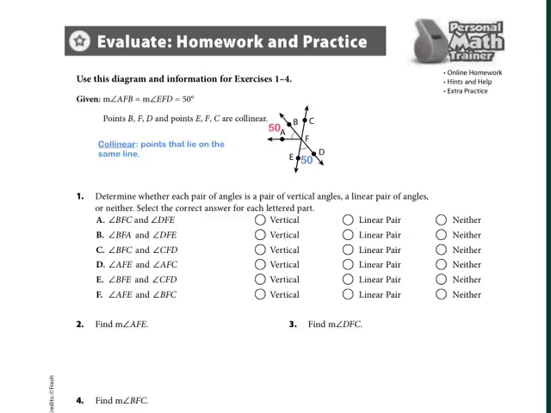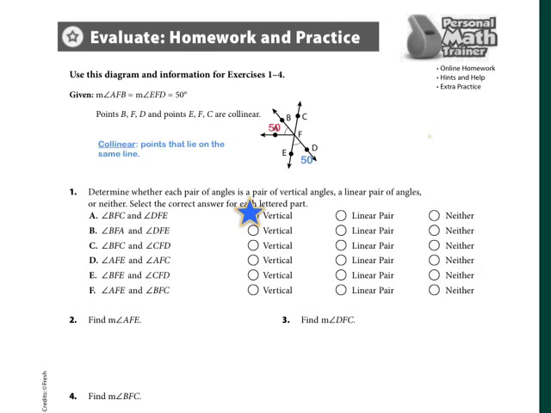Let's start with letter A. Angle BFC and angle DFE. Now, those are directly across from each other. Those would be considered a pair of vertical angles.